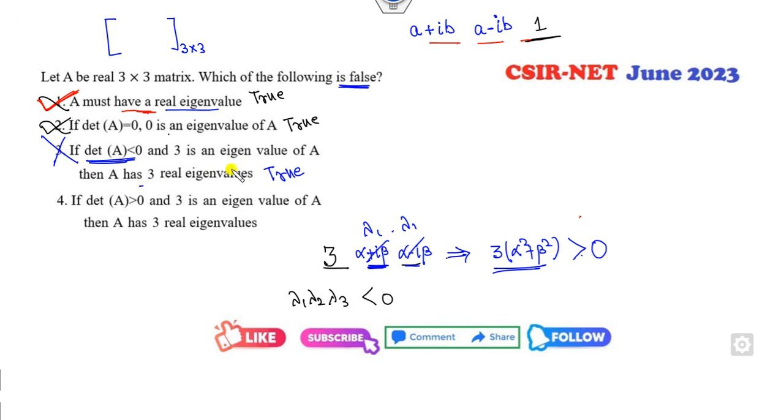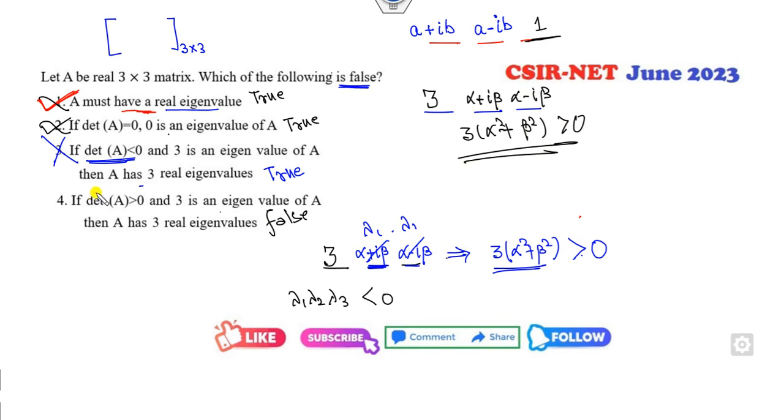How? Again, you have 3 eigenvalues. Determinant is positive. One eigenvalue is 3. Then all have real eigenvalues. That's wrong. You can see the product of a complex pair is always positive, so a complex eigenvalue pair is also possible. So that statement is false. That means this is the right answer to this problem.